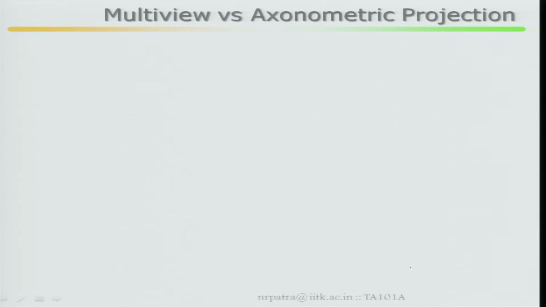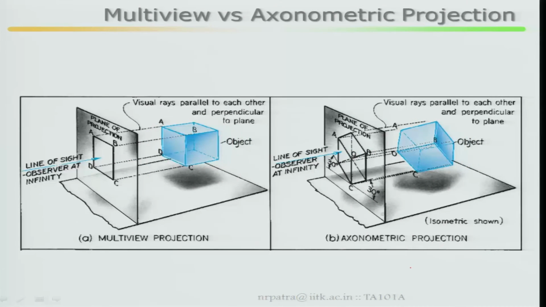Multi-view versus axonometric projections. If you look here, this is your multi-view projection, which uses a line of sight from infinity. Multi-view means you are looking here, then here, then here, that means front, top as well as side, but here you rotate it, you are looking at it here.